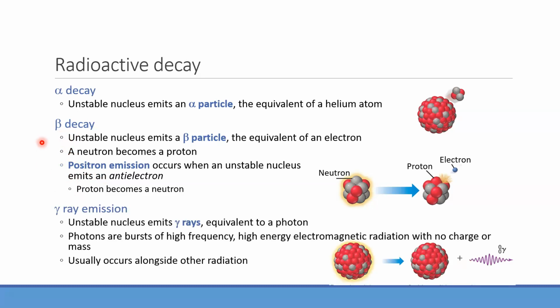Finally, we have gamma ray emission. And it's not a particle, it's a ray, because what we're talking about is emitting a photon, a discrete packet of energy. And so you see with your gamma ray, you have a 0 and a 0 here because there's no mass and no charge. It is a burst of high frequency, high energy electromagnetic radiation. It doesn't have a charge or a mass, and this usually occurs alongside other kinds of radiation, so usually alpha. So if you have an alpha decay, you pretty much are always also losing some gamma rays.